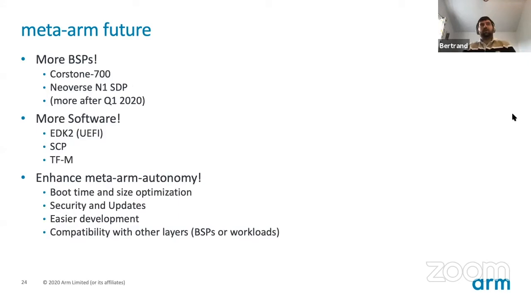In the future, we will add more BSPs to MetaArm. That's, for example, one for Corstone-700 or for the N1SDP board. We will add more software support to MetaArm. So there are plans for an EDK2 recipe or an SCP recipe. And we will continue to enhance MetaArm autonomy, optimizing the boot time, the size, managing security, including OP-TEE, make development easier for everyone, and add compatibility with other layers, for example, with AGL.